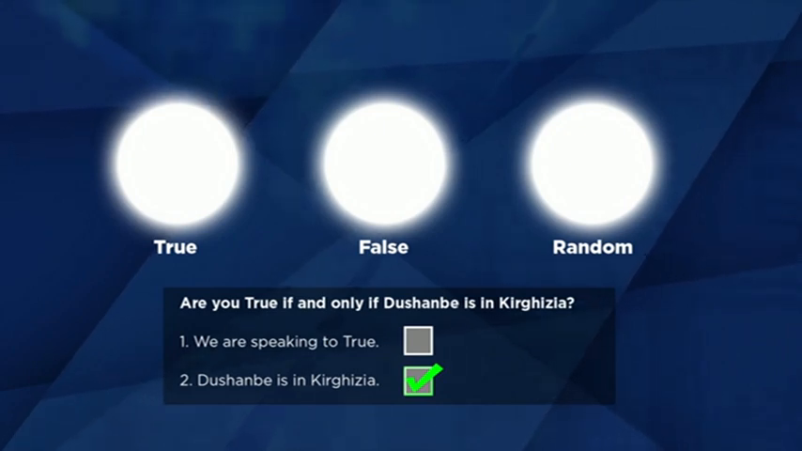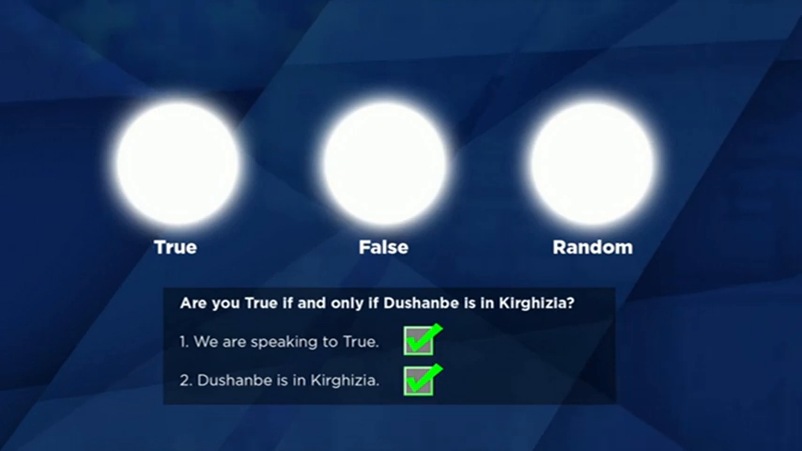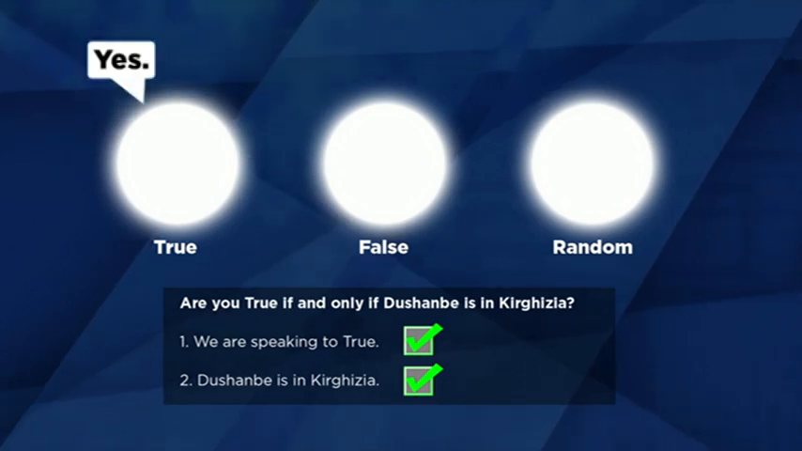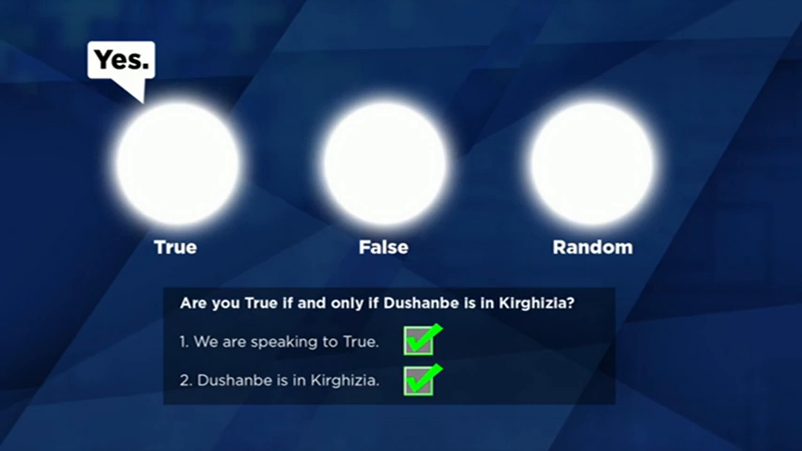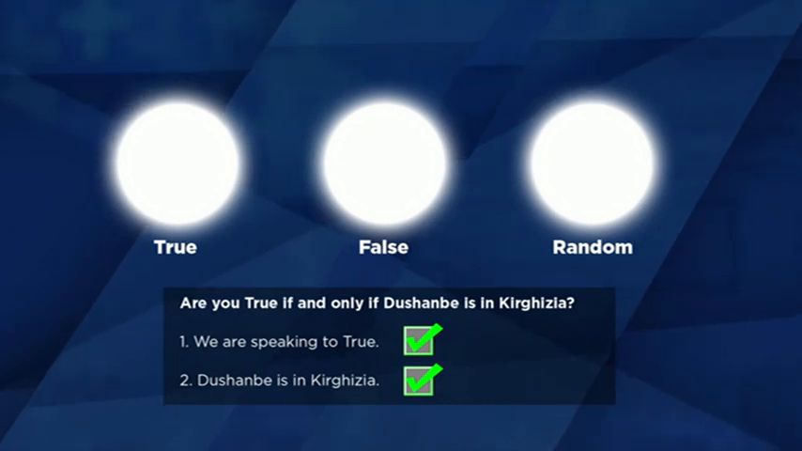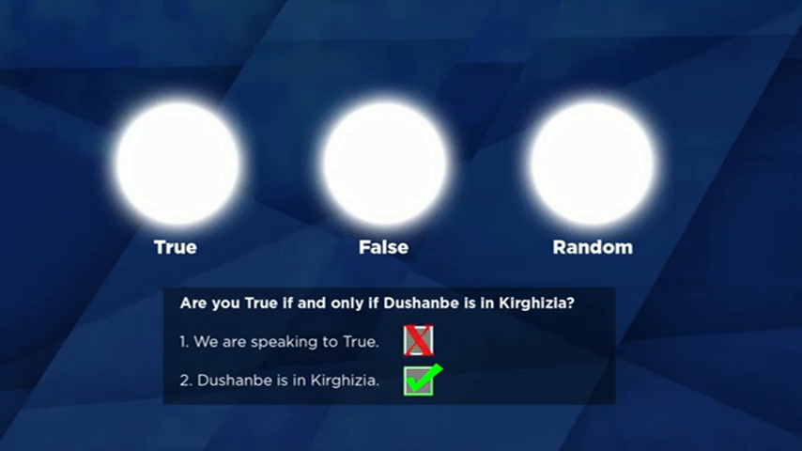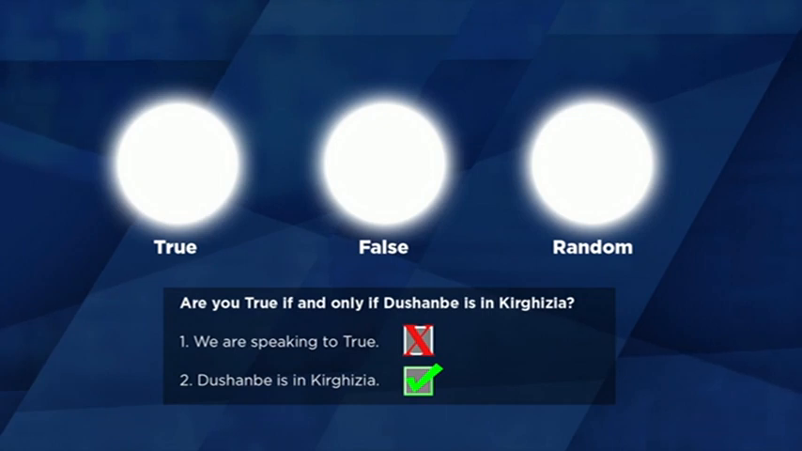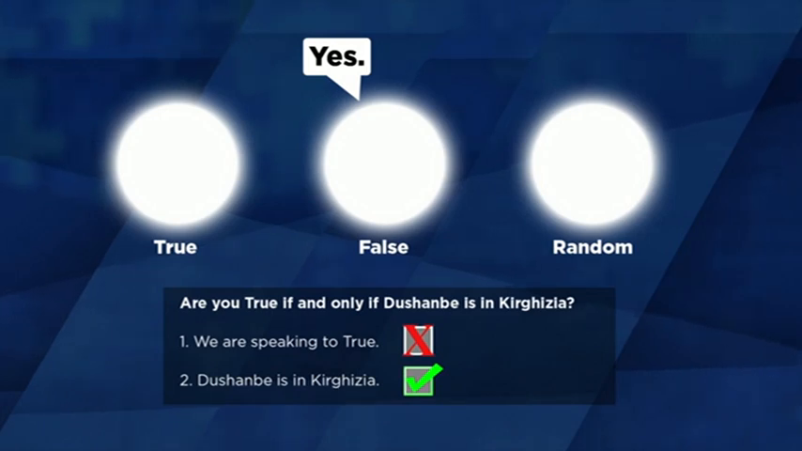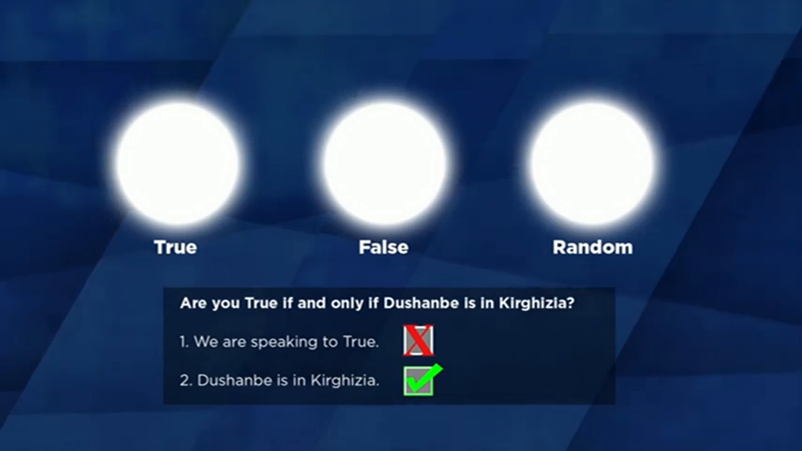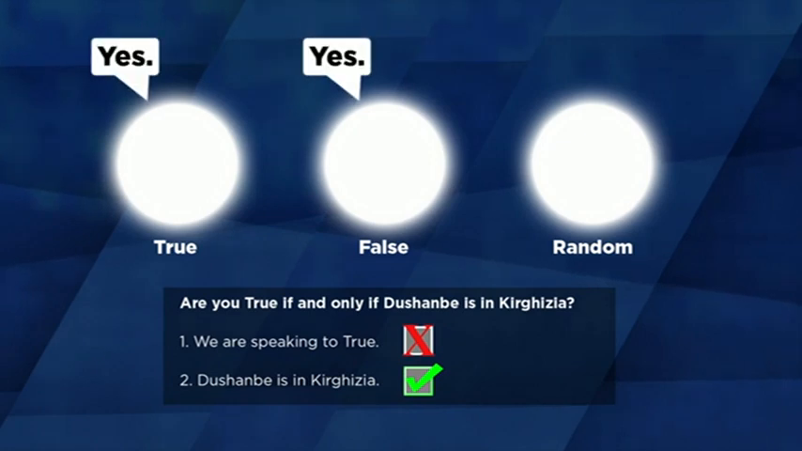Well, this time, True would reason that both items are true, meaning the truthful answer to the question is yes, and that's what he'll say. But if we're talking to False, then he'll reason that item 1 is false, meaning the truthful answer to the question is no, but then he'll lie and say yes. So regardless of whether we're speaking to True or to False, the answer will be yes.